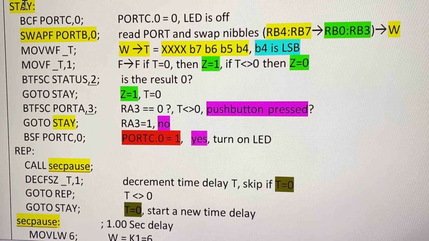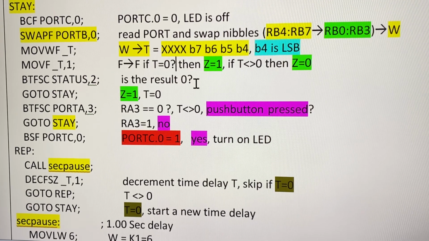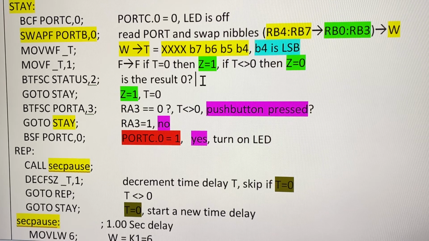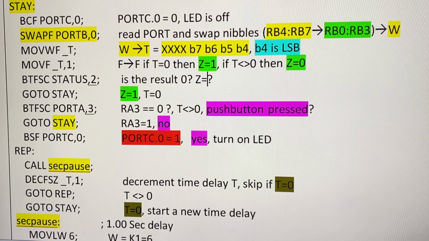Okay, once the T variable is different from 0, now the code, when it is testing the Z bit, because right here the code is testing Z. So what is the status of Z? Right here. Let's go back there. So it's doing, what is the status of Z? So Z equal to what? 0 or 1? So that's what this instruction is doing.